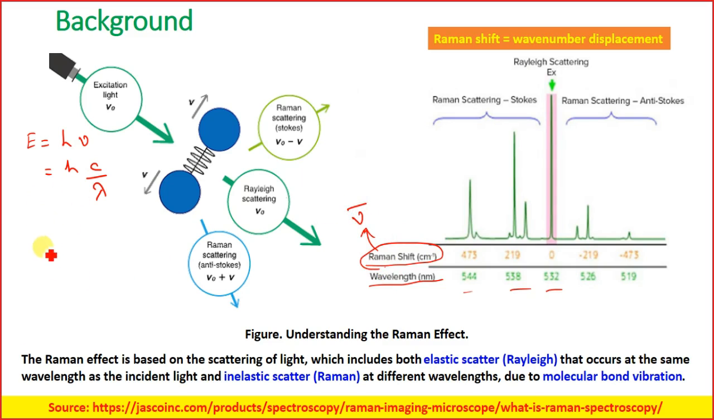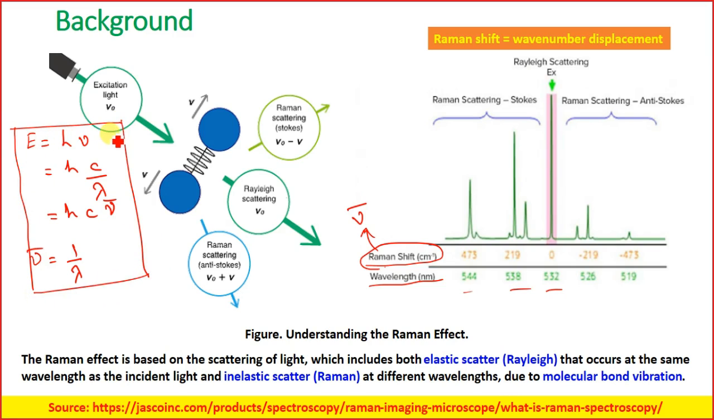So what is wave number? Wave number is 1 by lambda. So this energy is equal to hc into mu bar, which is the wave number. Please note down this information: energy equals h mu, mu is equal to c by lambda, which equals hc mu bar, where mu bar is the wave number, given by 1 by lambda.